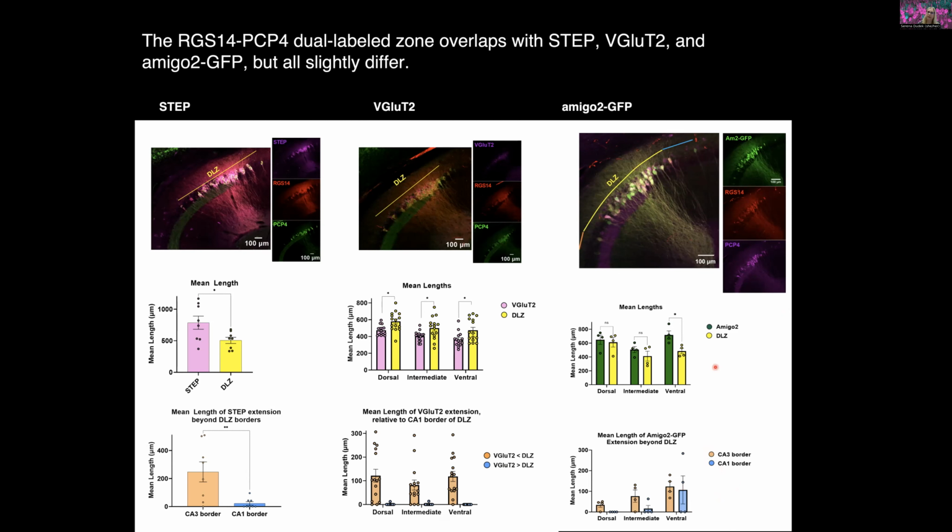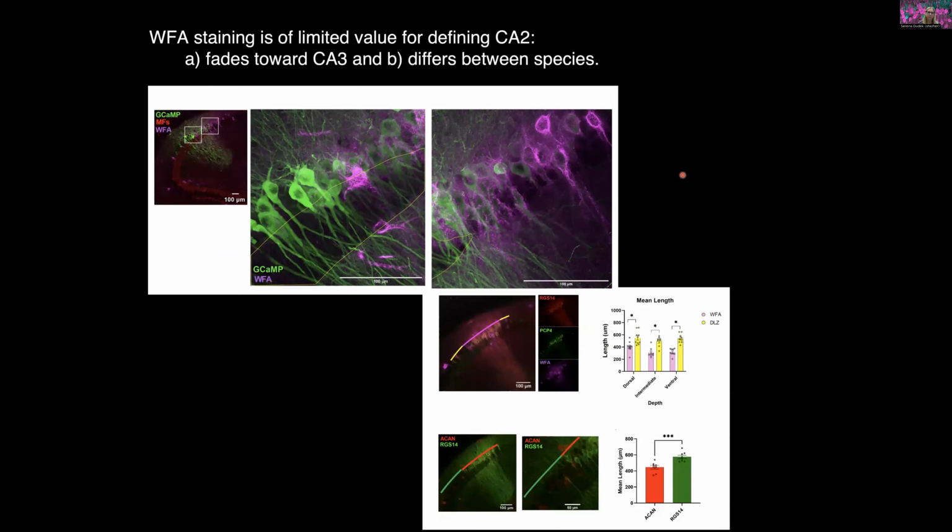Now the thing with some of these lines is that it doesn't mean they're expressing these genes as adults. Maybe they're developmentally regulated, but it does point to some heterogeneity among these cells within CA2, and I think we might be hearing a little bit about that.